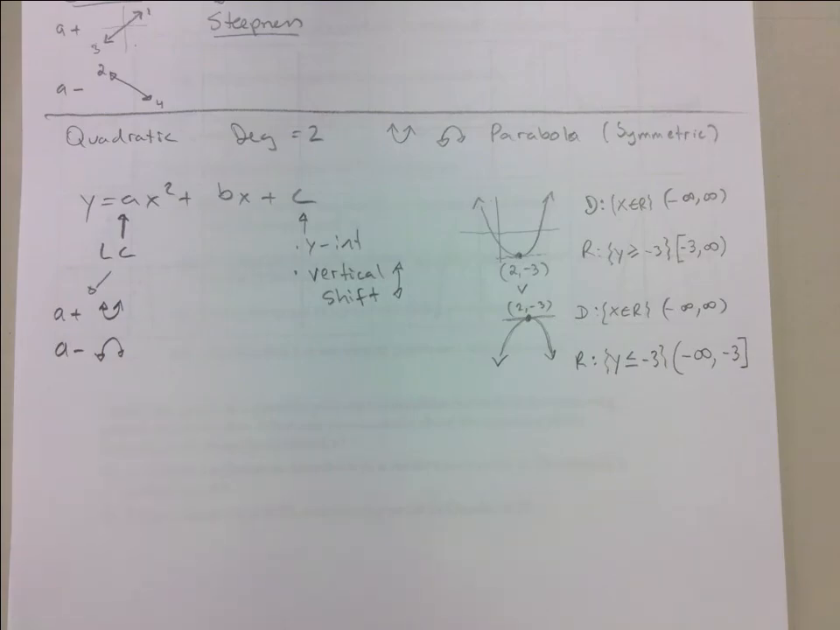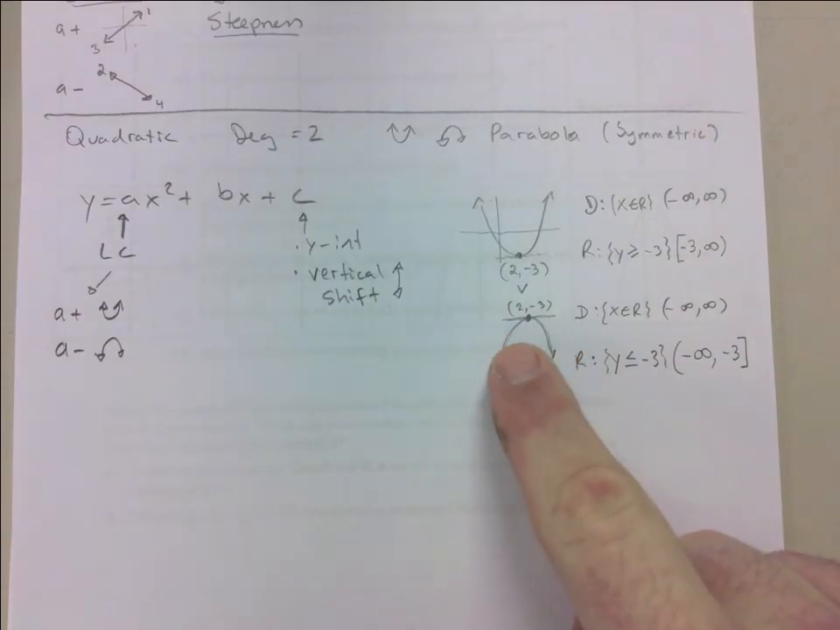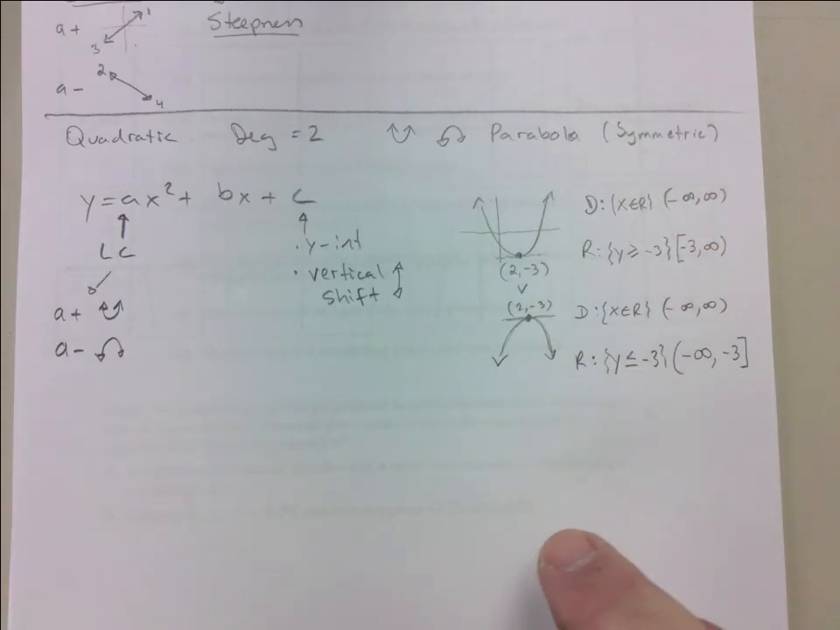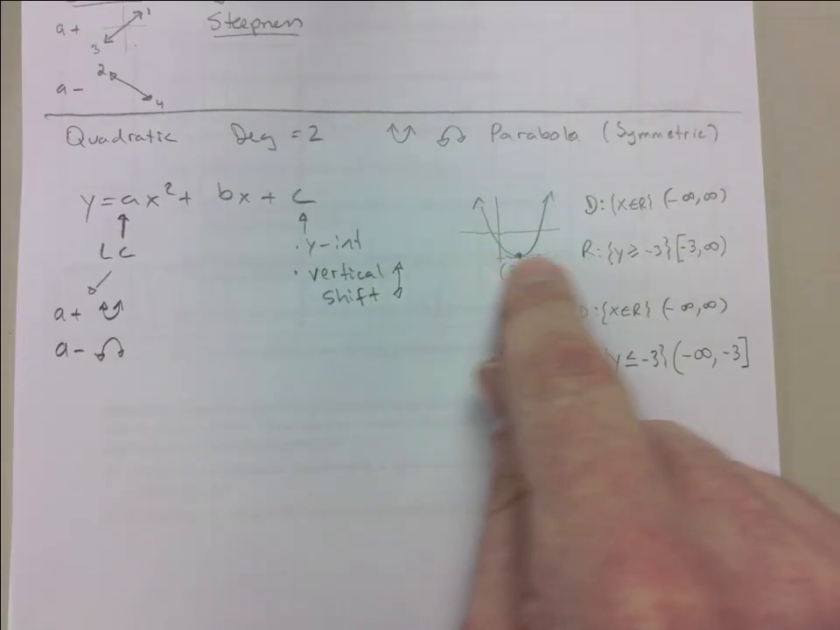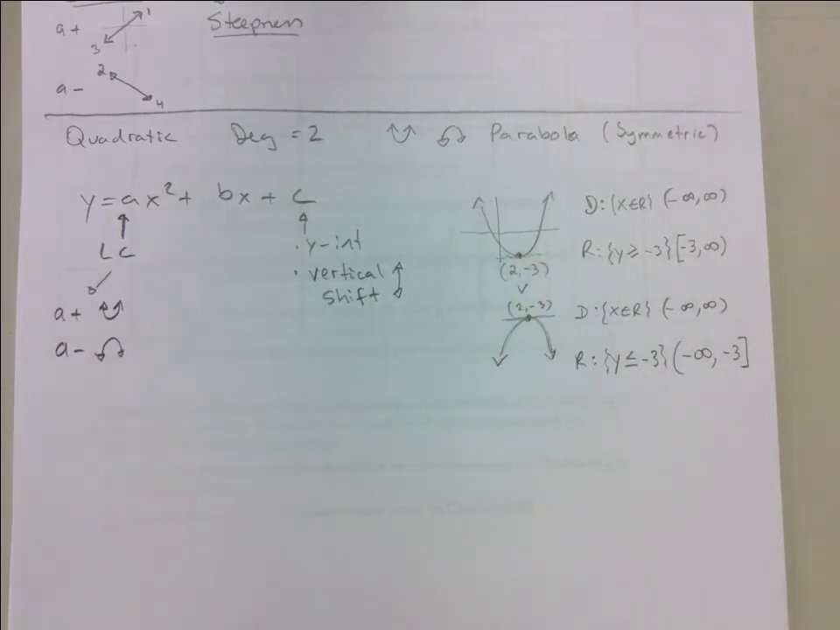So in other words, should the range of a parabola ever be -infinity to +infinity? For a parabola, for a quadratic? Never. It will always be restricted on one end, either at the top or at the bottom. It depends on which way it's pointing. So maybe that's one thing that I want you to observe.